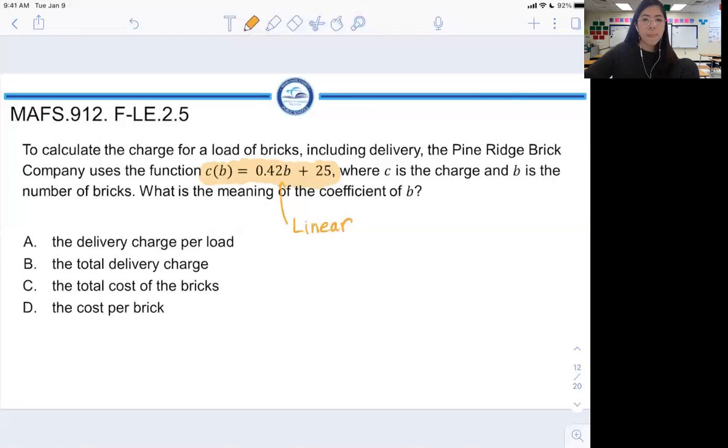Now, B, if this was a linear function, is any number. B can be any number, that's right. But the letter B, if this was a normal linear function, what variable would that actually be? X. Yeah, B would be my X, right? So the coefficient of B, 0.42, what is that representing? That's the rate. The rate of change of X. Perfect.